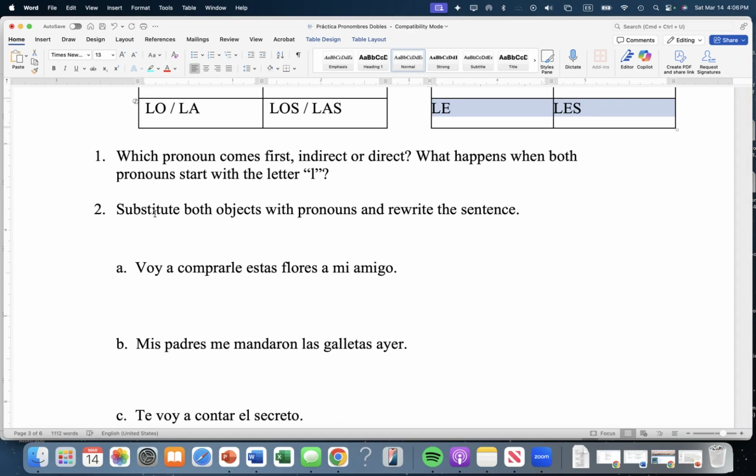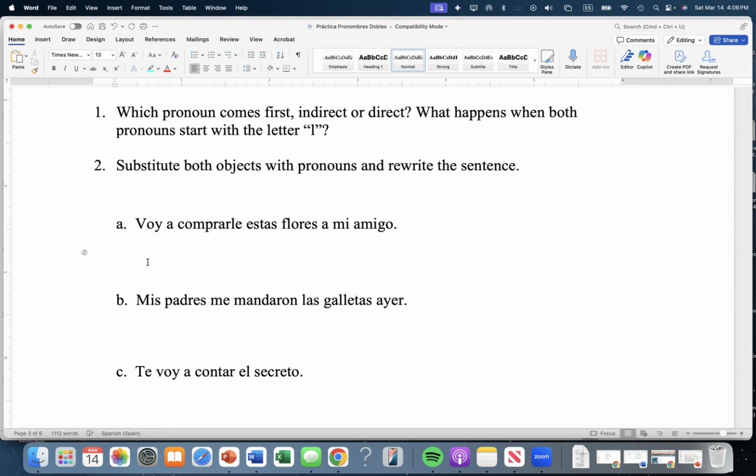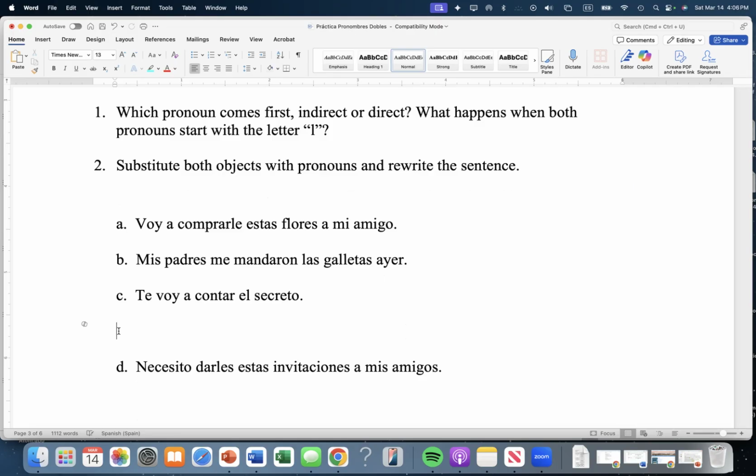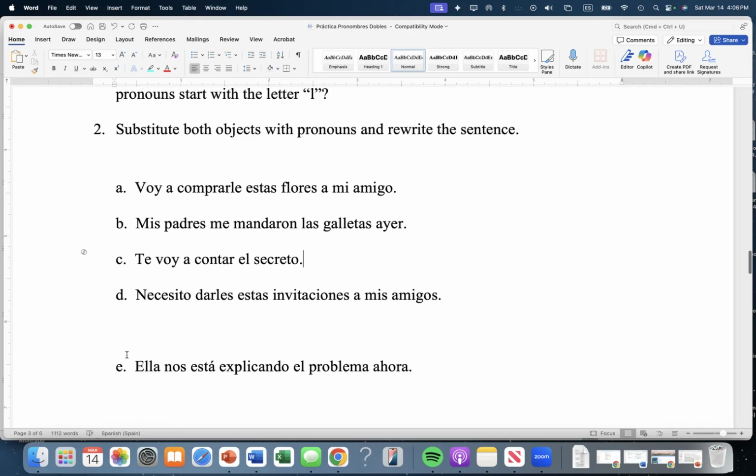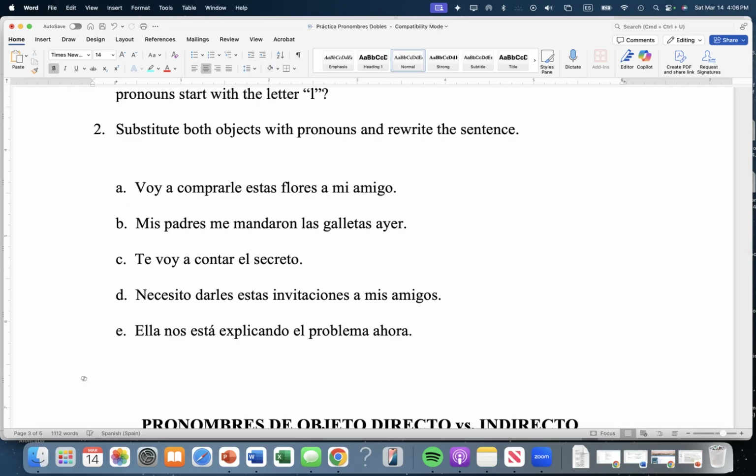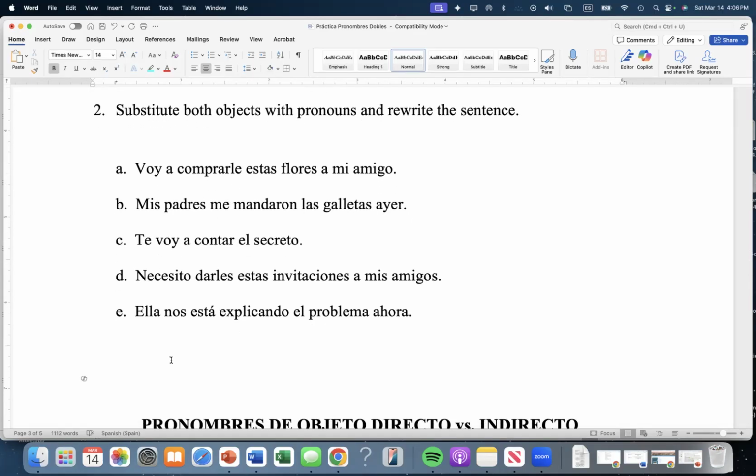Now, the good stuff. Replace or substitute both objects with pronouns and rewrite the sentence. I am going to leave the sentences there for you to figure them out. And they all have two verbs to make it more challenging for you. You need a good challenge today. So I'm going to leave that there. You are going to pause the video and work on the examples. When you have worked on the examples, resume your playing. And here I am to give you the analysis and the correct answers.